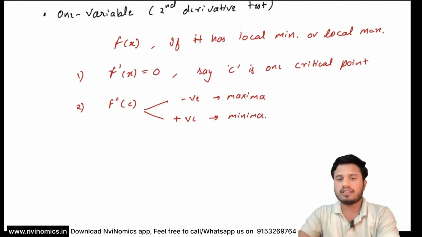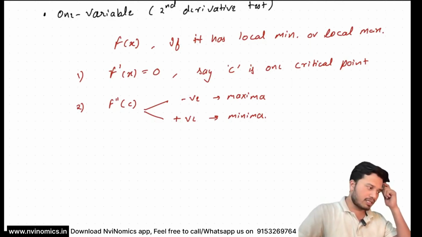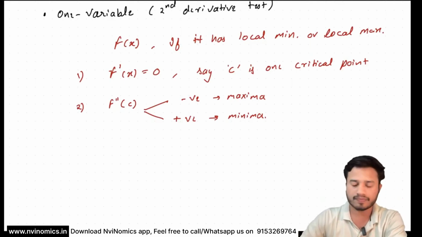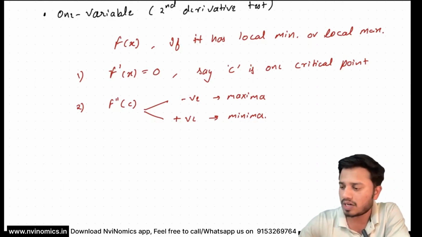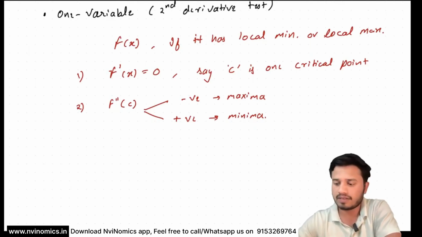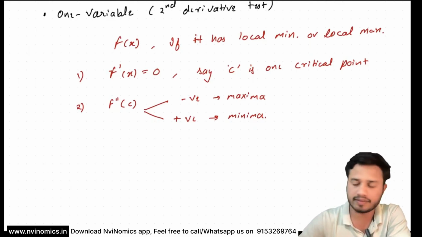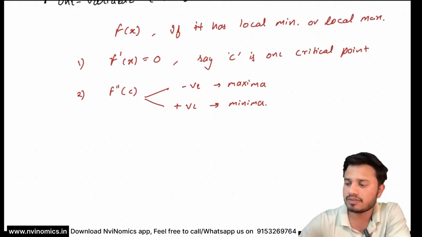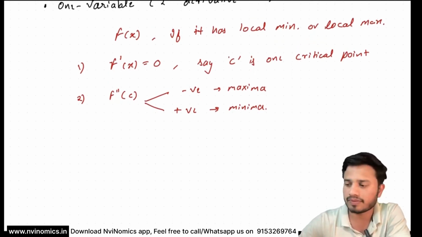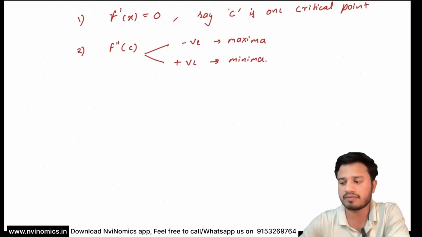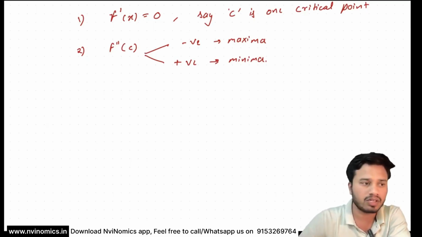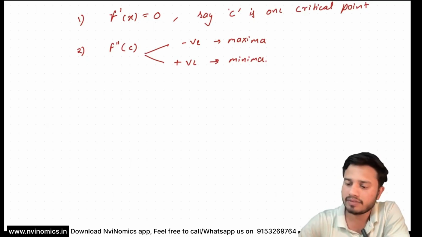Okay, so we have seen these things graphically. In the last class we have seen why this happens, how this second derivative test works, when we were on the topic of differentiation. We have seen what it means graphically, why when it's negative it's maxima, and why when it is positive it's minima. The same criteria will hold for multivariable calculus also, the multivariable optimization problem.